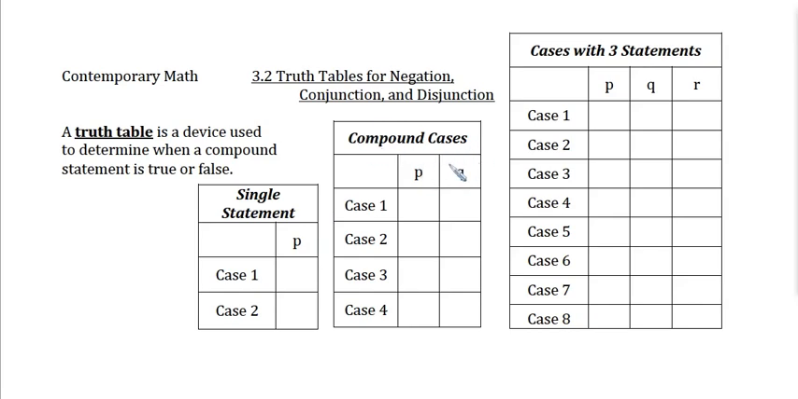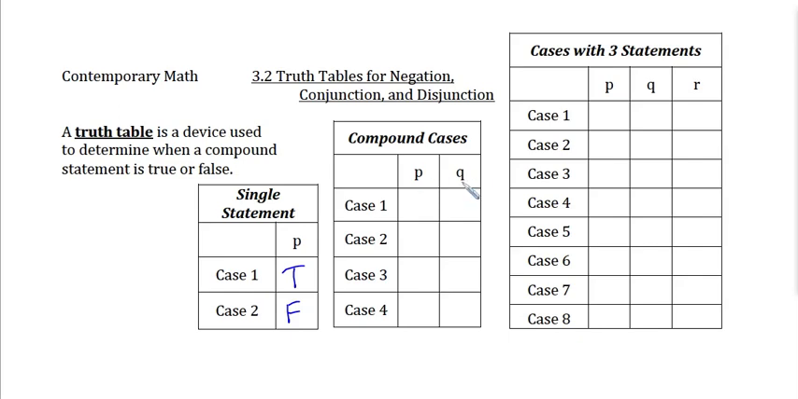Okay, so we have two statements, P and Q. And then cases with three statements, so P, Q, and R. So we're going to take our statements from what we were doing in section 3.1 with the P's, Q's, and R's, and now write out the possible truth values for all these statements. So in logic, a single statement can either be true or it can be false. Those are our two possible cases with a single statement.